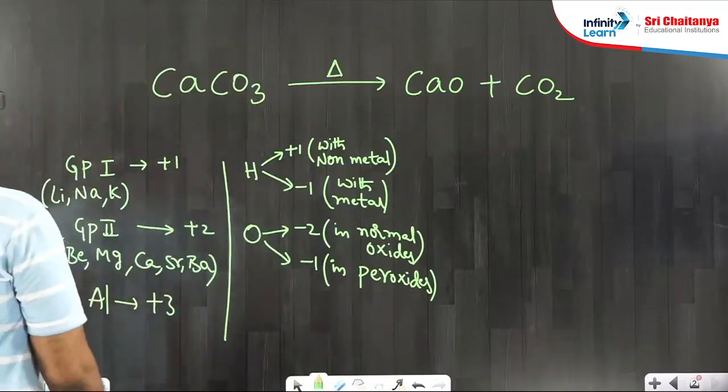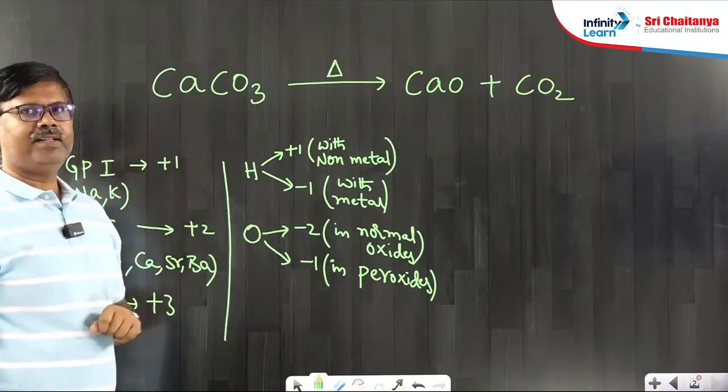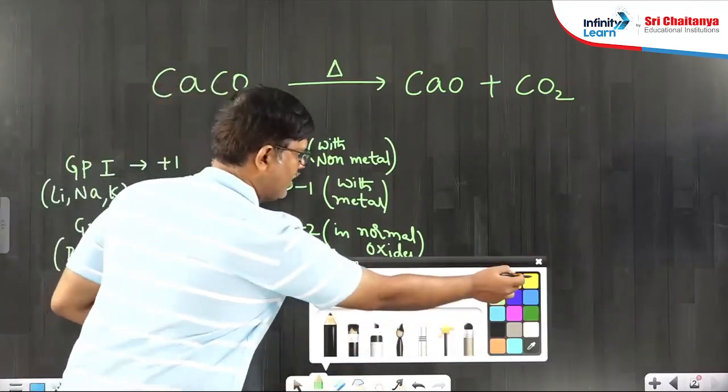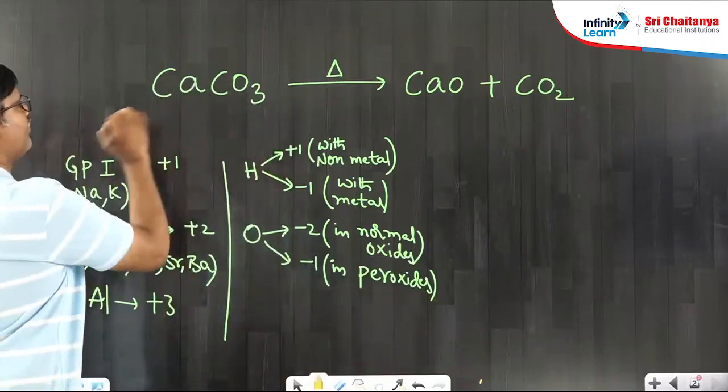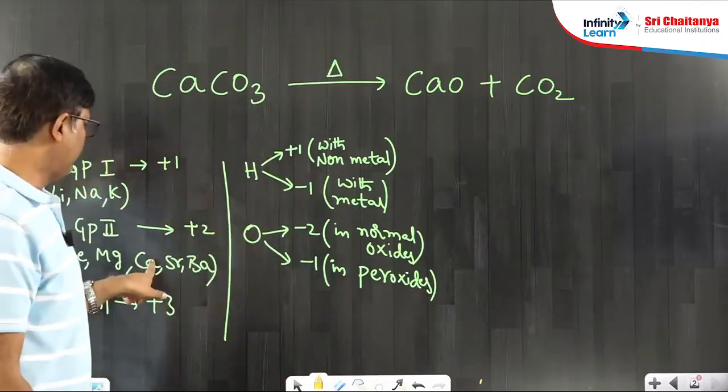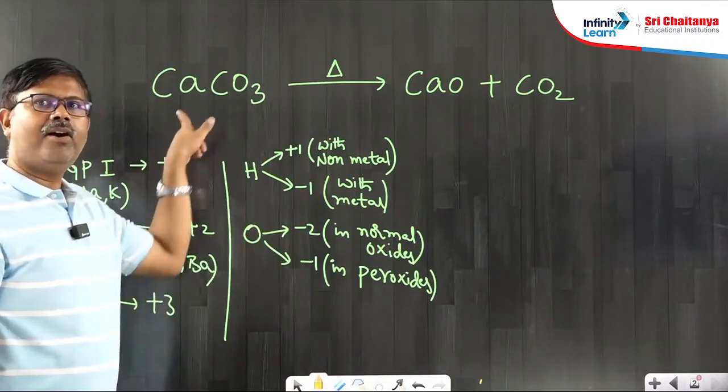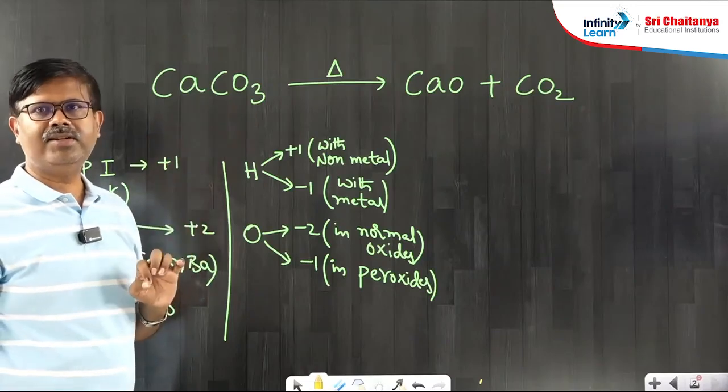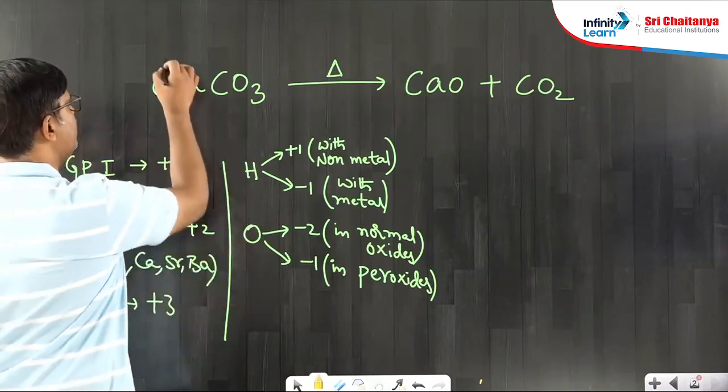Now here CaCO3 is there. First, let's see the oxidation states of the species. Calcium is a group 2 element. So in compounds, what is its oxidation state? Its oxidation state is +2.